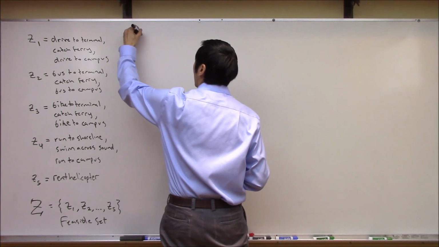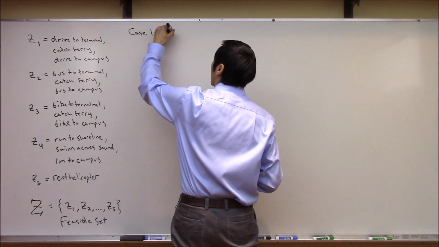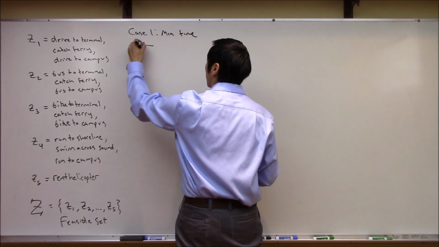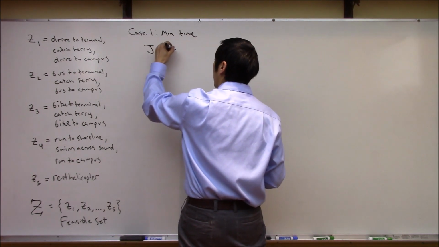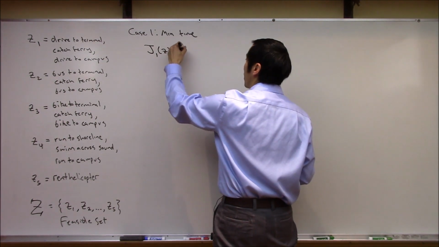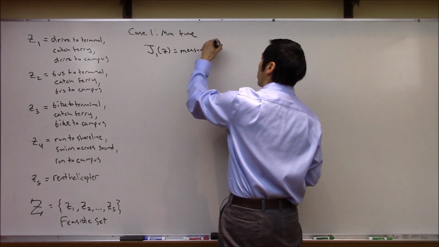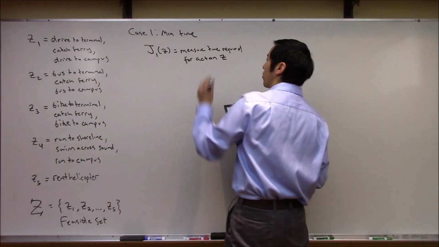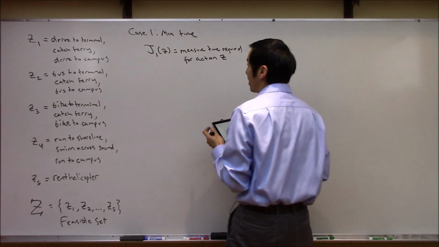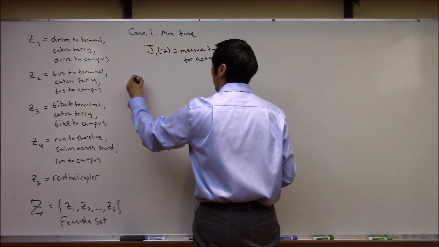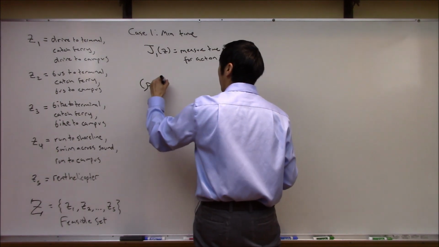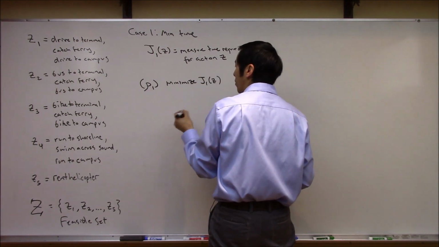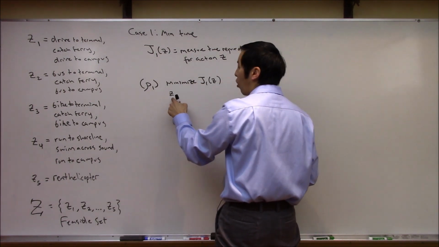So let's look at maybe case or scenario 1 here, where I want to minimize time. In this case, what I'd like to do is develop a cost function. Let's call it J1 of z here, where what this cost function does is it just measures the time required for action z. So in this context, the optimization problem, let's write it here as maybe P1, is I want to minimize J1 subject to the constraint that I'm not going to consider all possible solutions.